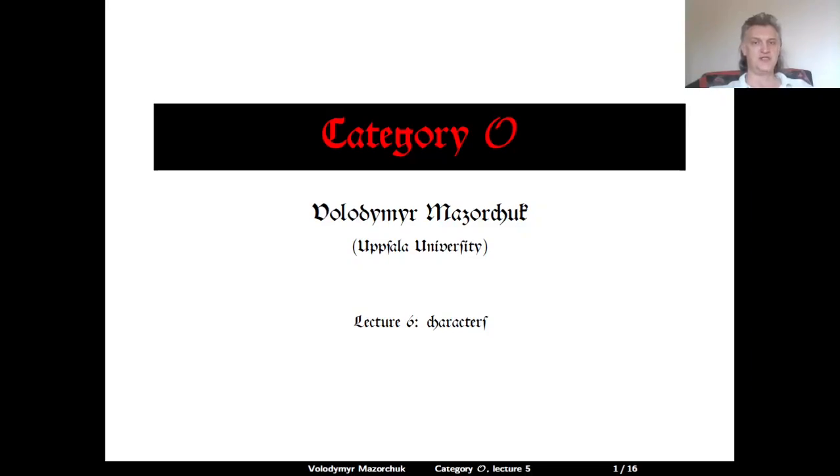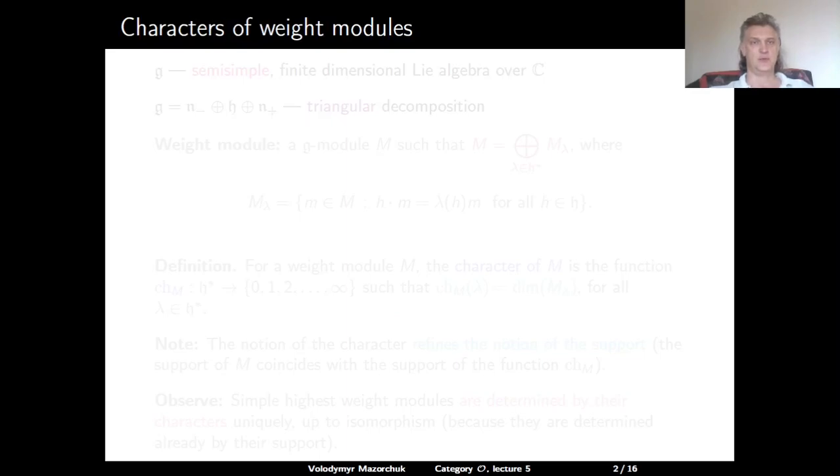Category O, Lecture 6, Characters. So let's start with recalling what characters of weight modules are.